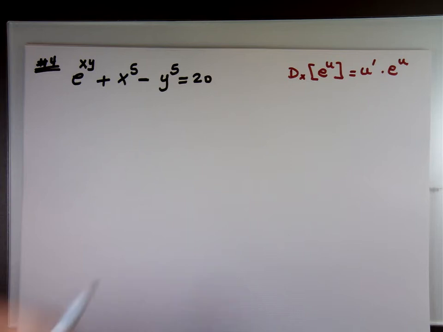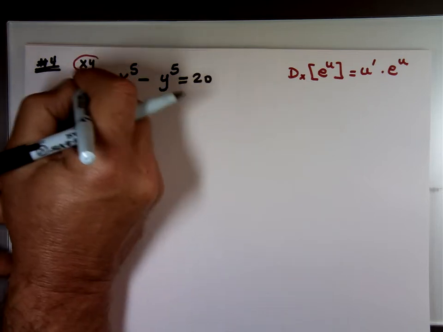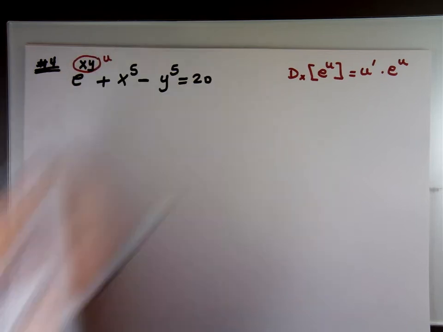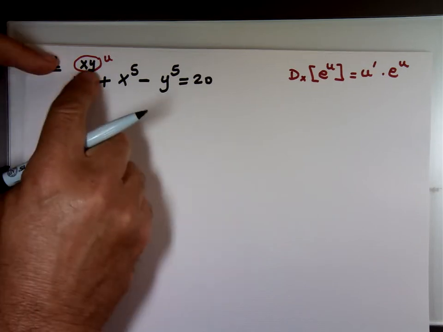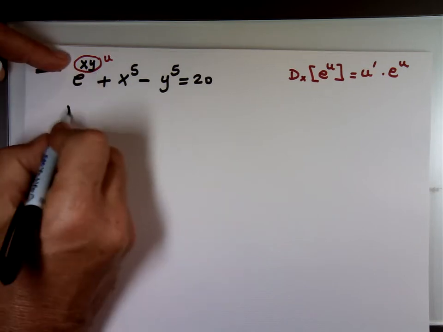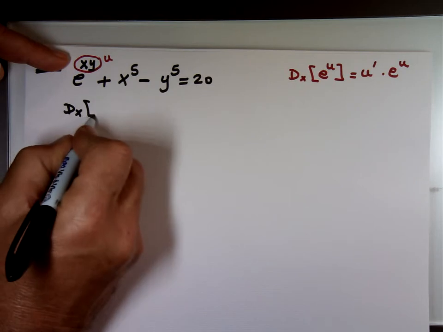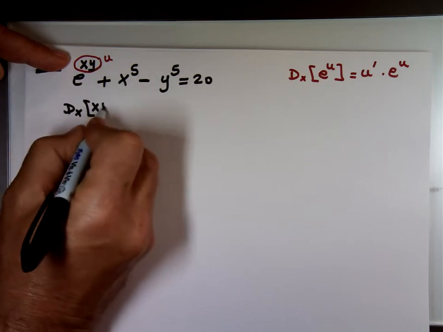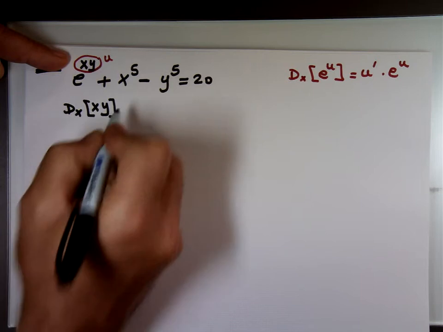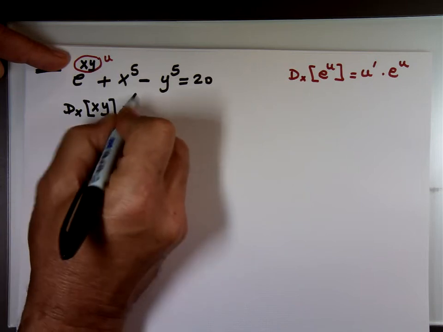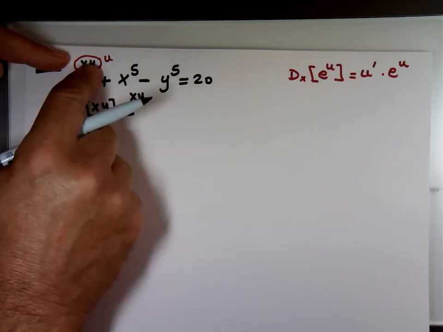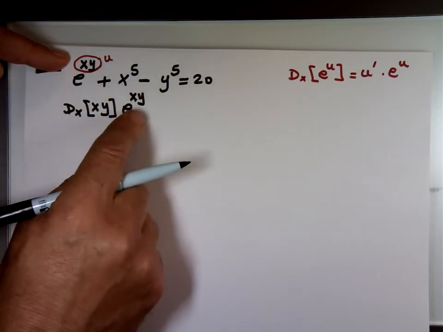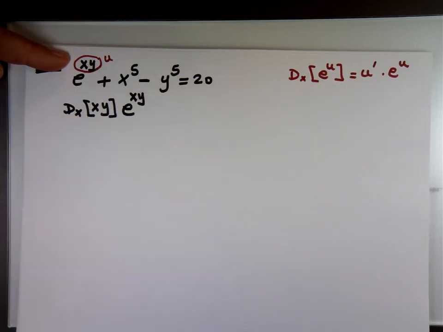This is my u right here. That's my u. So the derivative of that is going to be the derivative. I'm just going to write the derivative, and I'll come back and find the derivative of xy times e to the power of xy. It says u prime, or the derivative of u, times e to the power of u.